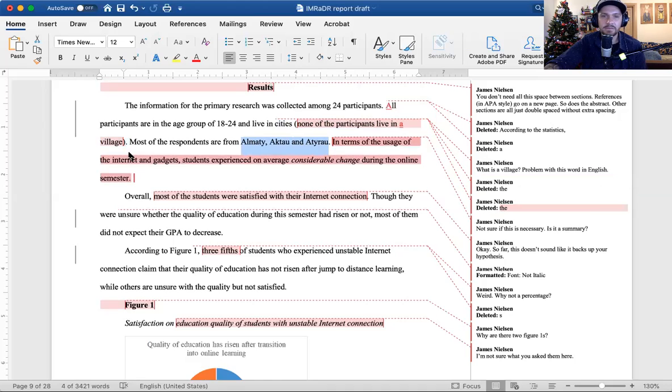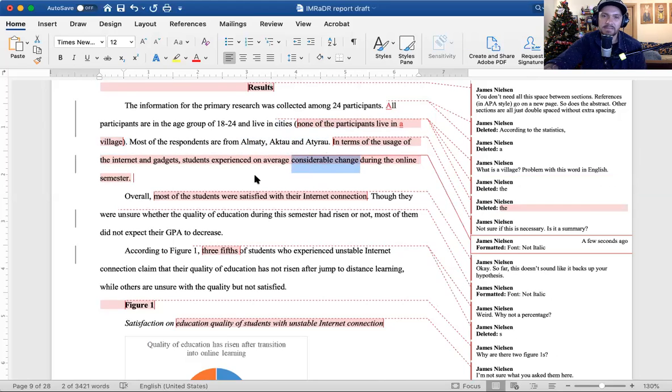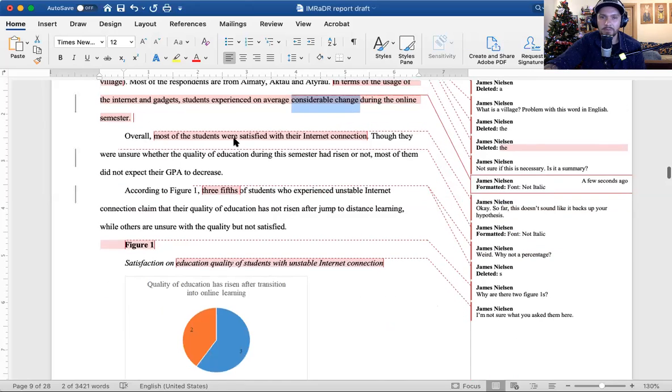In terms of the usage of the internet and gadgets, students experience an overall considerable change. You're using italics here incorrectly for APA style, okay? Don't use it to emphasize words. Use it as APA style asks you to, okay? In terms such as for a book, you should italicize the title of a book, right? The terms of the usage of the, okay. It's a little wordy, but all right.